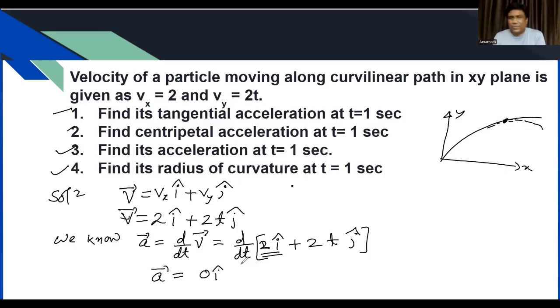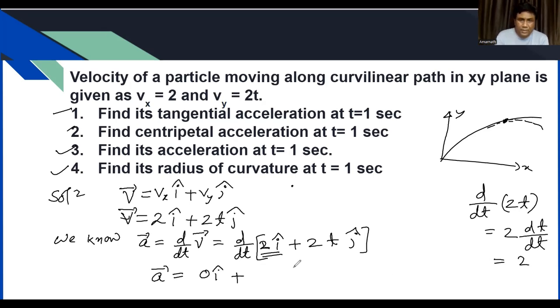i cap is just direction. 0 i cap means no direction, no component along x. Plus, what is the differentiation of 2t? You understood, no? d/dt of 2t is nothing but 2 only, because it will be 2 into dt by dt, and dt by dt is 1 only. So it will be 2 j cap. I hope you know the differentiation part. So the net acceleration will be 2 j cap. So this is the answer.